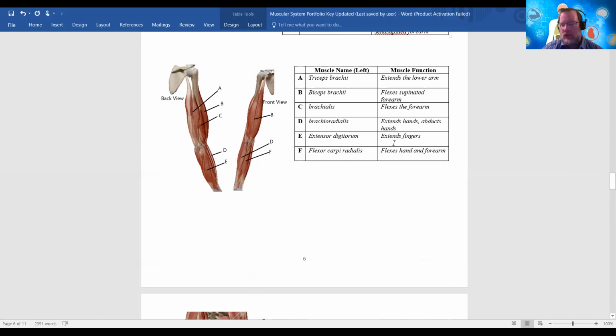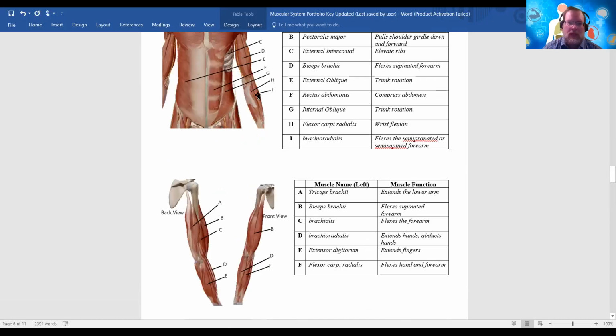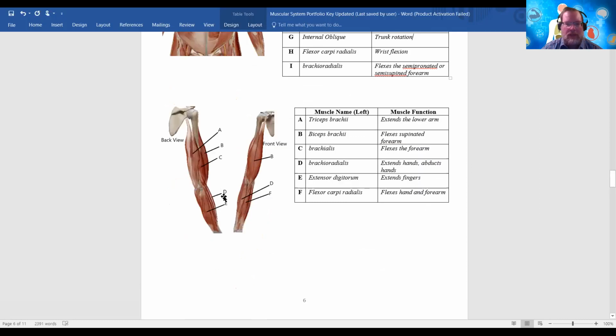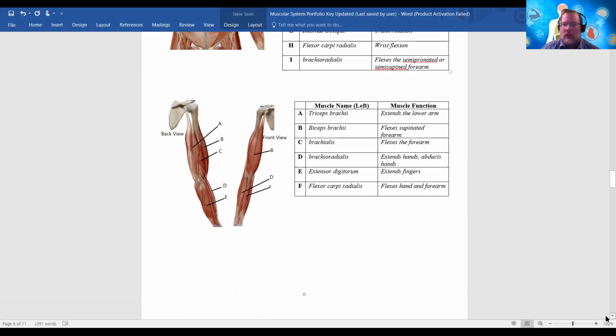And then again for letter D, just like we saw above, that's going to be that brachioradialis. We had that for letter I. And then letter F, or letter E, you're going to have the extensor group, and letter F, the flexor group. Again, you don't need to be specific with these. Just know the posterior forearm muscles generally get grouped as being extensors. The anterior forearm groups generally get linked as being flexors.